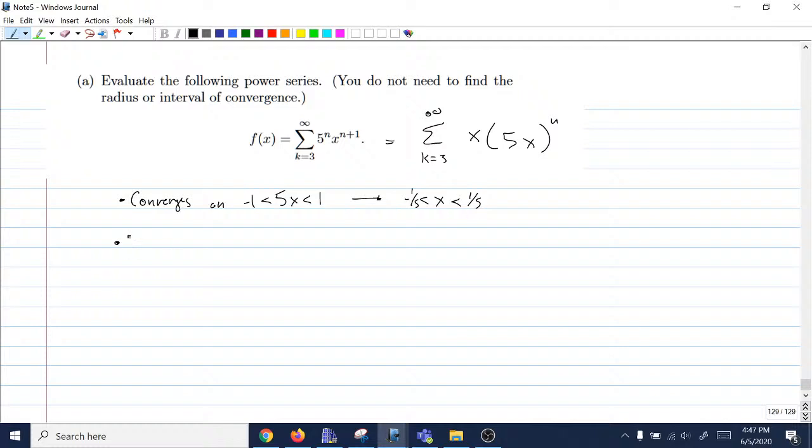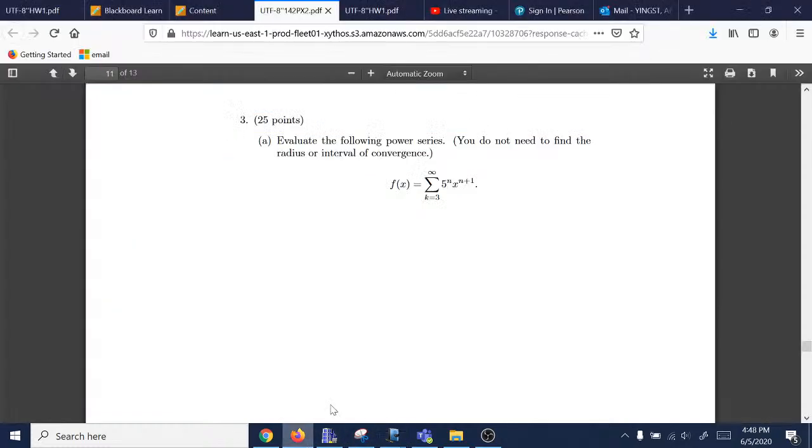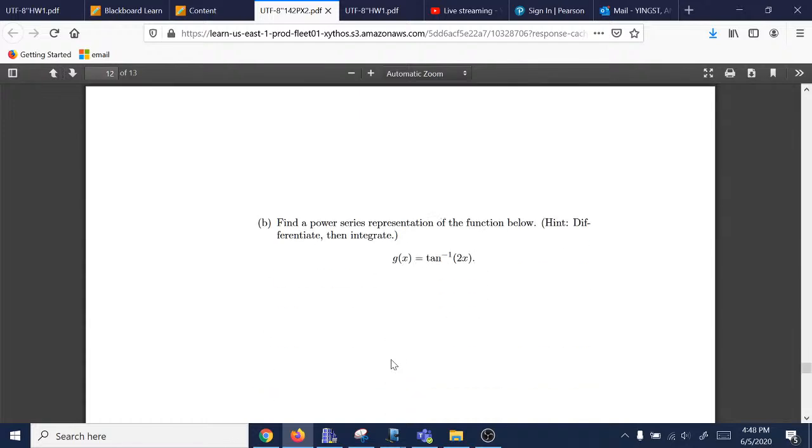And the series adds up to the first term over 1 minus r. The first term, when n equals 3, is 125x to the 4th, over 1 minus our common factor, 5x. That's what the series adds up to. Cool. That was an easy one because it's already geometric.